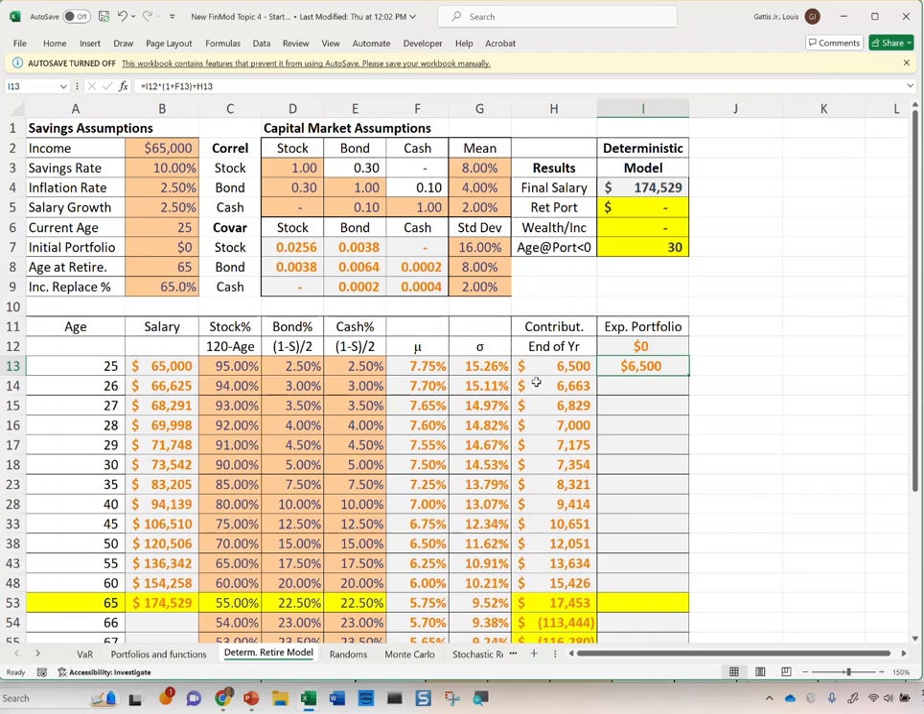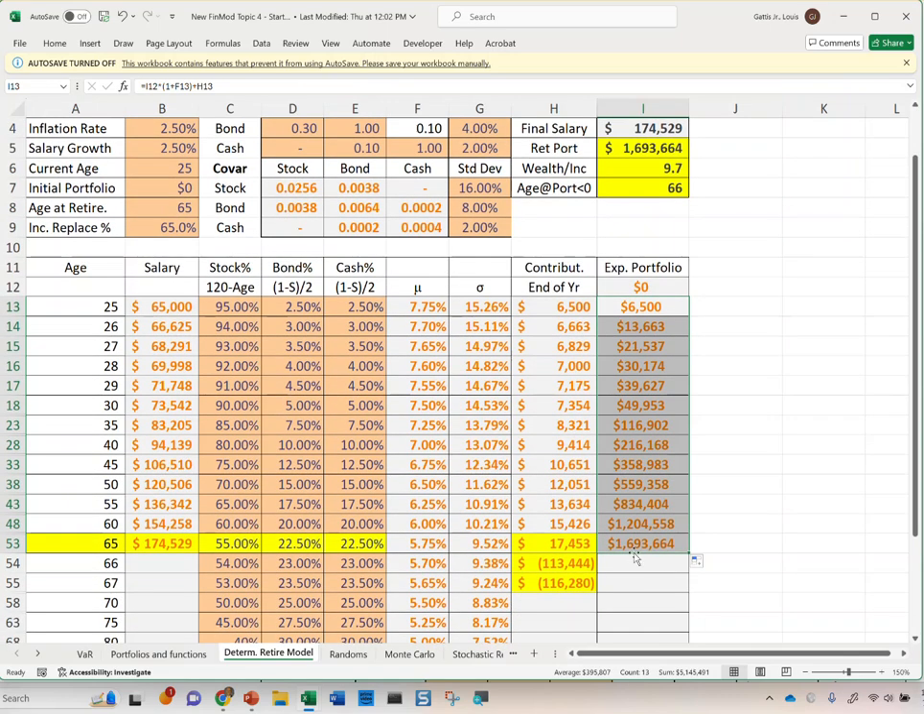Okay, there's my $6,500. So at the beginning of the year, I started the year with $0. At the end of the year, I contributed $6,500, and I can now copy this down. And what you see is I'm expected to have $1.69 million at age 65. Okay, so this plan is expected to have a value of $1.69 million.